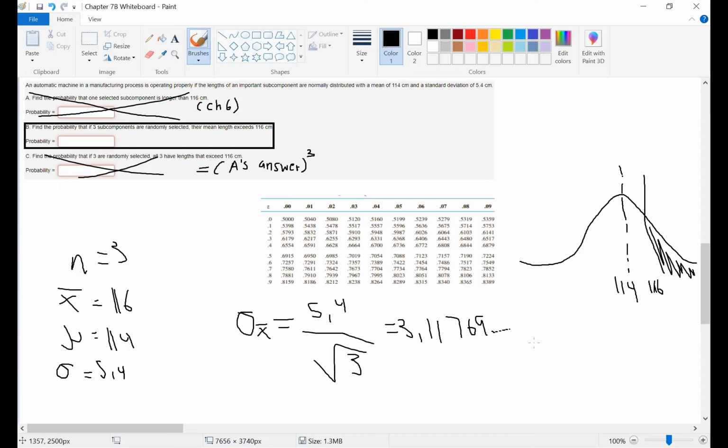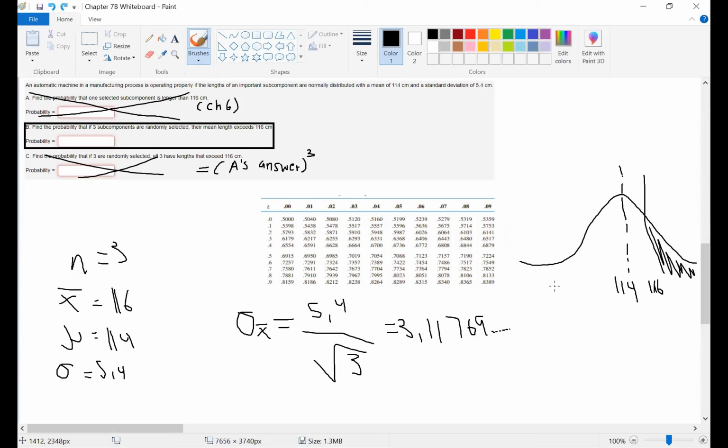Do not round anything until the end, especially for web work. If you're off by 0.001, it's going to mark it as wrong. You're going to have to see that you're wrong and then email me to ask me to fix it for you. So never round a single thing till the end. So now we know that the standard deviation of this is 3.11769, and so on.